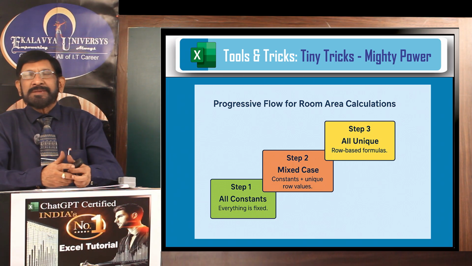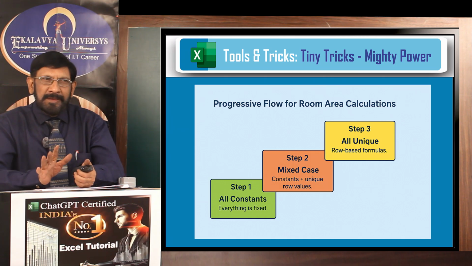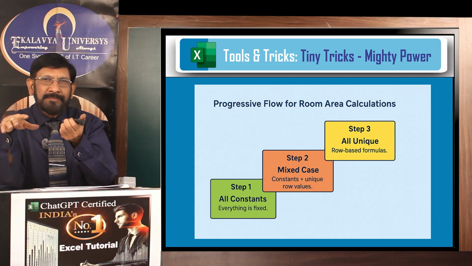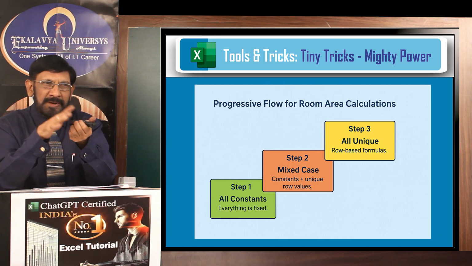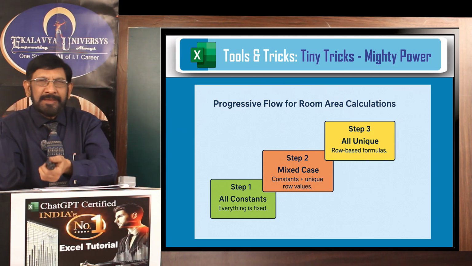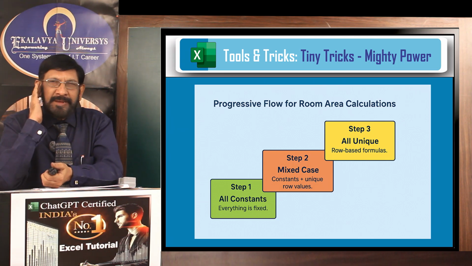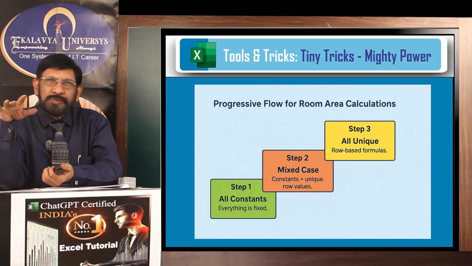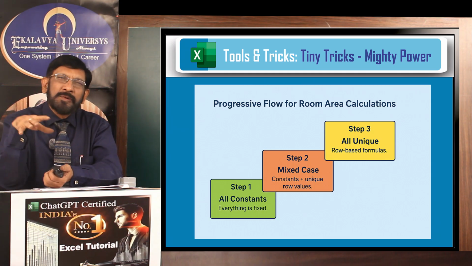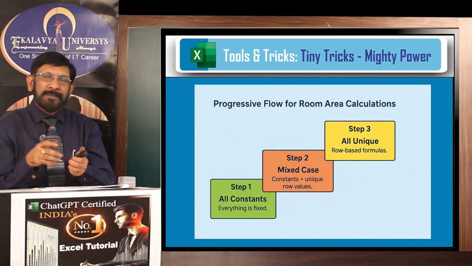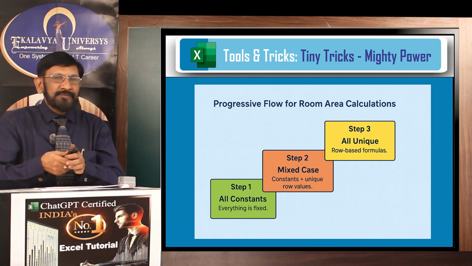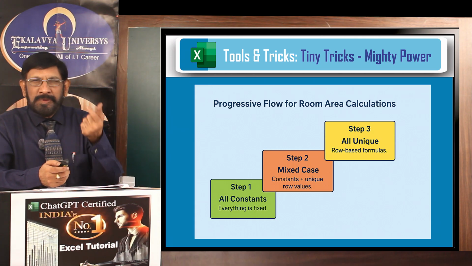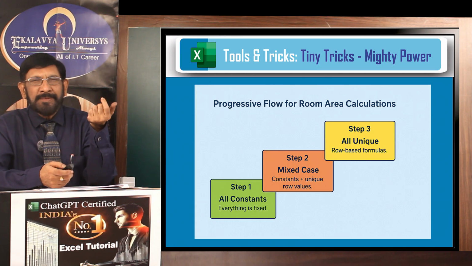Thereafter, mixed case. Mixed case means here breadth is relative. Breadth changes from room to room, but as far as length and height are concerned, they are constant. So the third one is all are unique. All are unique means every room, like in your house, is having different dimensions. So by seeing this program, you can have an idea how we are able to implement that.